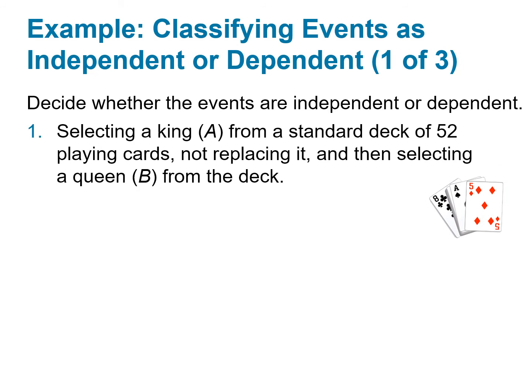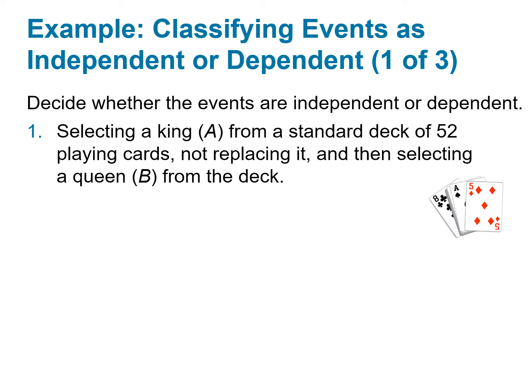Okay, so let's say we're trying to select a king from a standard deck of 52 playing cards, not replacing it, and then selecting a queen from the deck. All right, we did this example in the previous video, and when we selected a king and then we selected a queen, we said the probability of that was 4 out of 51. Because the king is no longer in the deck, we now have 51 cards. There are still 4 queens in the standard deck, so it would be 4 out of 51.